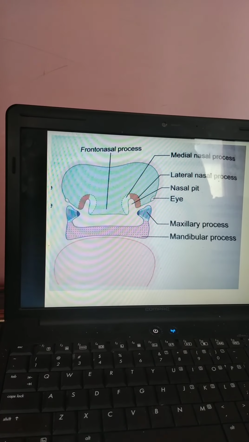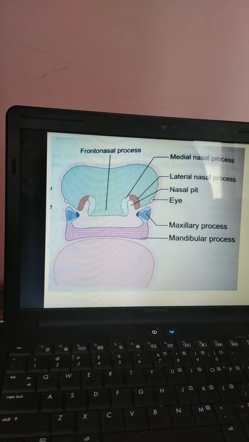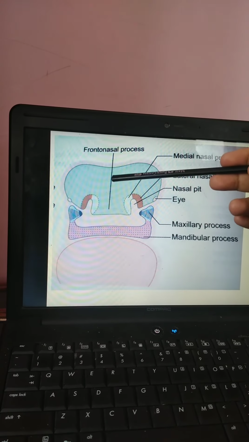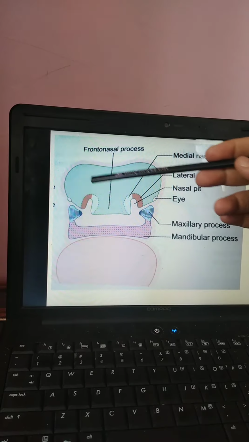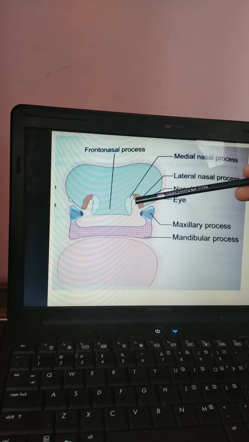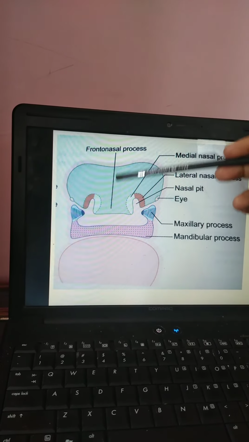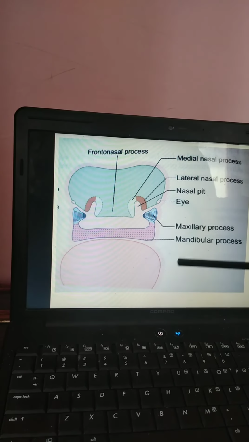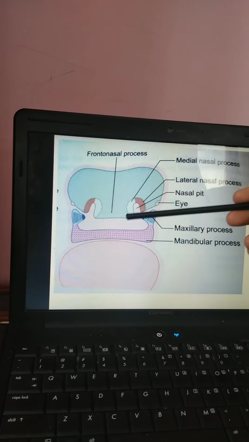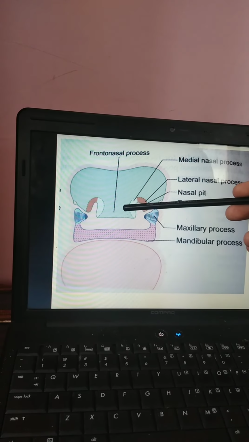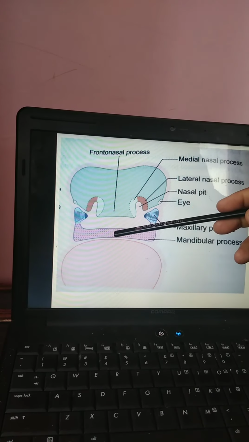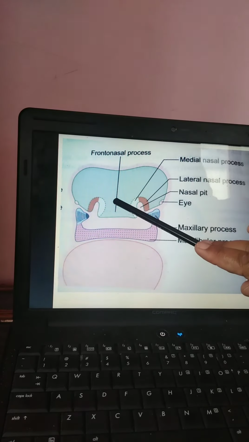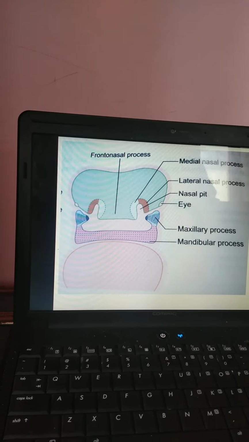The maxillary process undergoes considerable growth, and at the same time the frontonasal process becomes much narrower from side to side. Because of the narrowing of the frontonasal process, the nasal pits grow closer to each other. Now the stomatodeum is bordered above by the upper lip, that is from the maxillary process, and below by the lower lip, that is derived from the mandibular process.